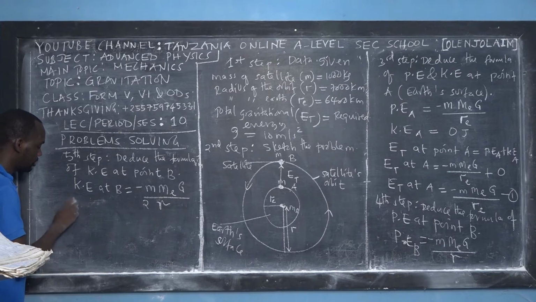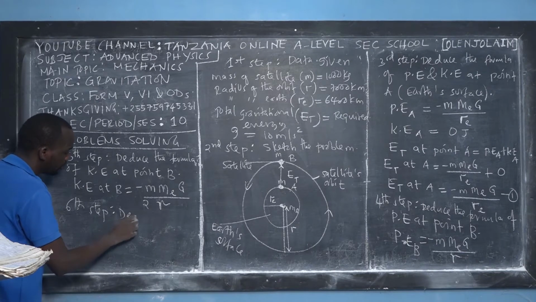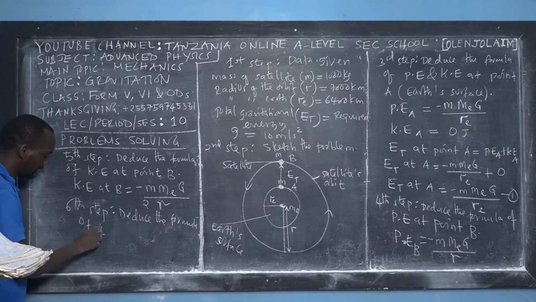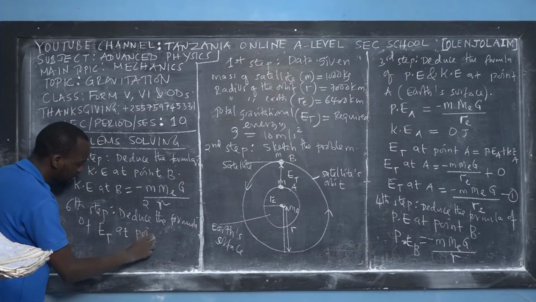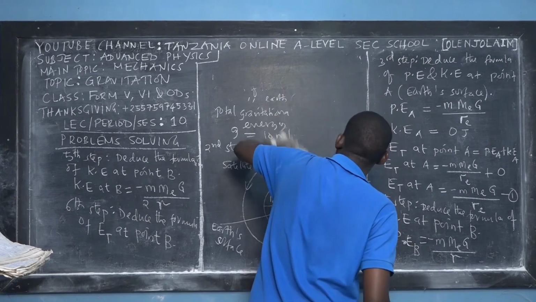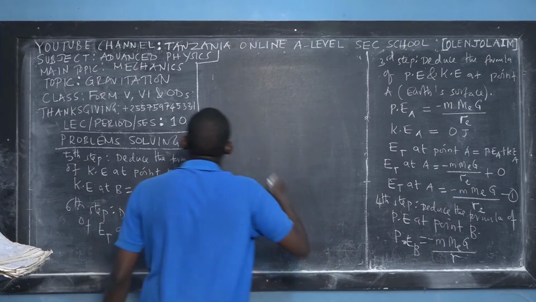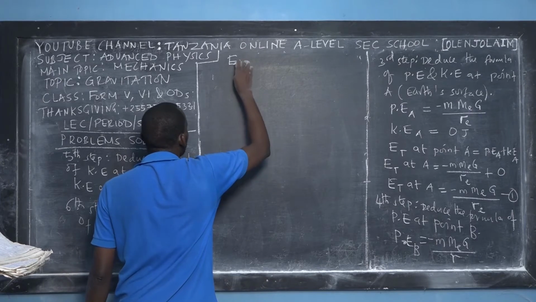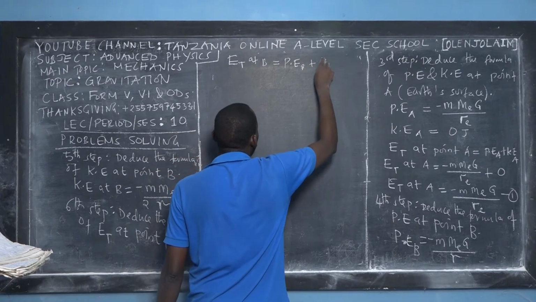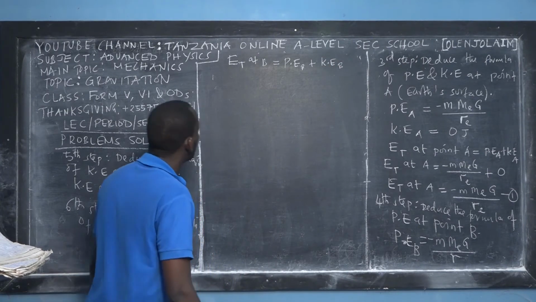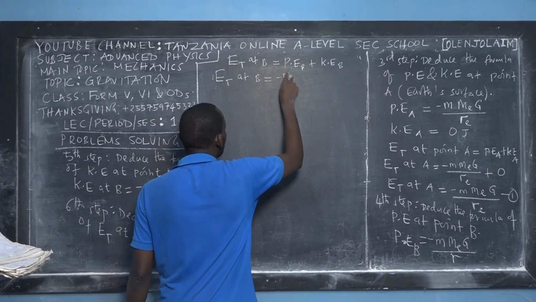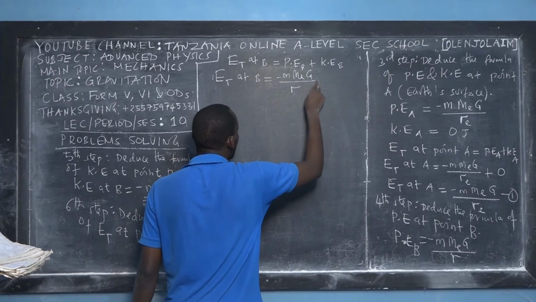So you go to the sixth step. To the sixth step, we say that reduce the formula. You see the beauty of physics here? Reduce the formula of total energy at B. Total energy at B is equal to potential energy at B plus kinetic energy at B. So then we say that the total energy at B is equal to potential energy, negative mass, mass of the S, universal gravitational constant over R, and then plus what?